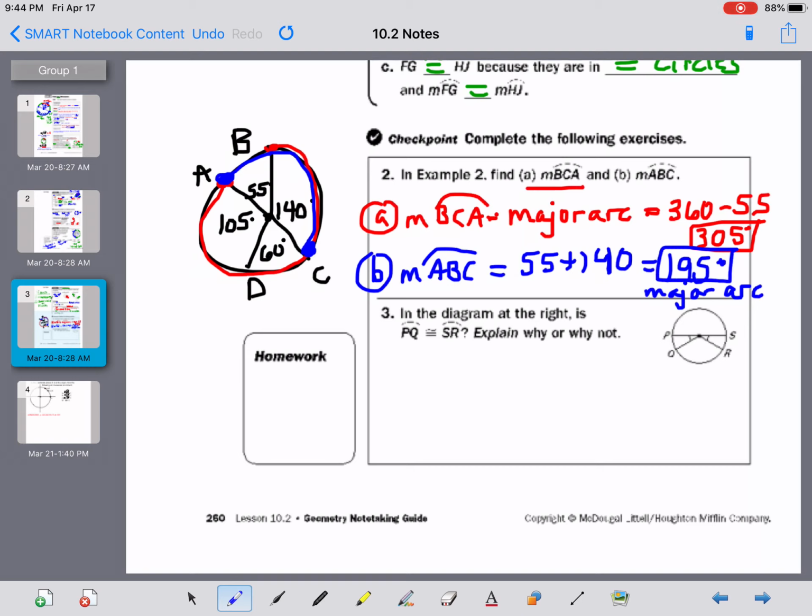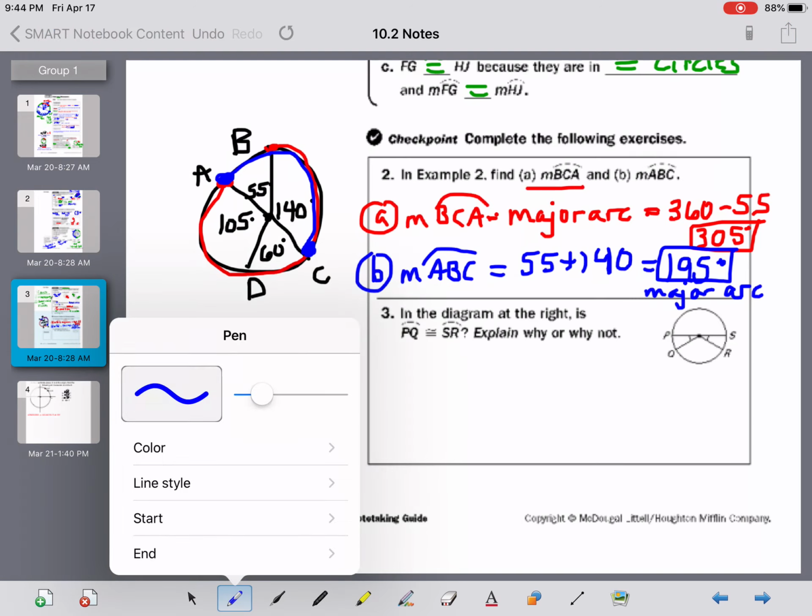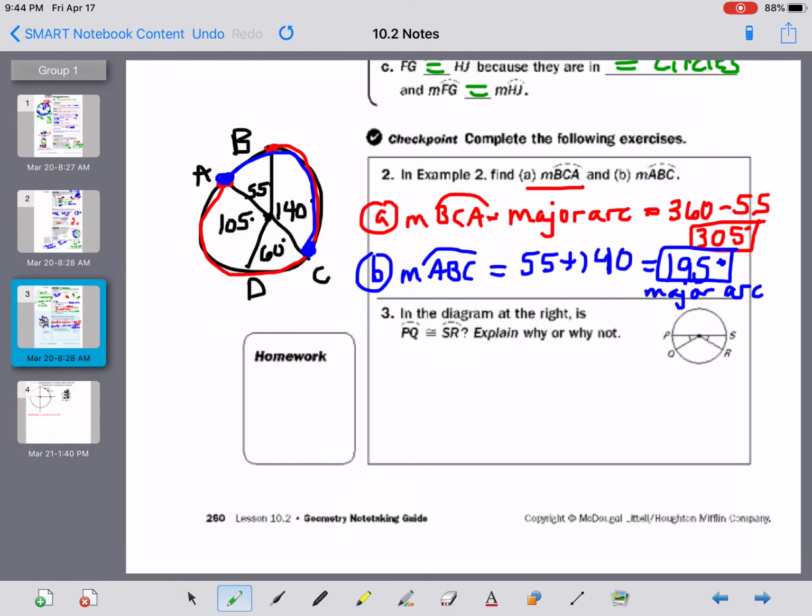All right, example 3 down here. In the diagram at the right, is arc PQ, here's arc PQ, congruent to arc SR? Explain why or why not. Well, I know I have 2 things I want to check. One thing I want to know first is, do we have equal measures?